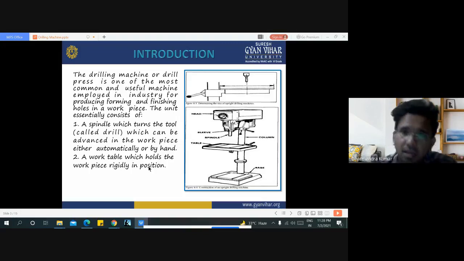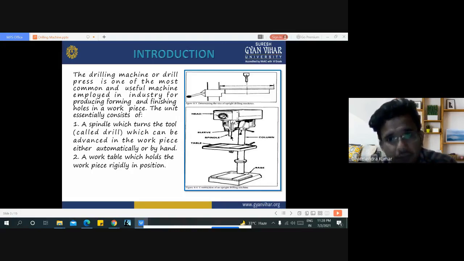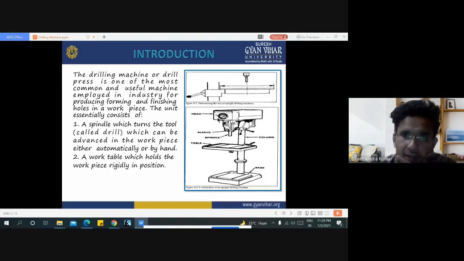rigidly in position. Here is the basic diagram of a drilling machine. It consists of the following parts: base, table, which is used for putting the workpiece, spindle, which is used for applying the drill bit, sleeves, column, which is the stand of the overall drilling machine, and the head, which is associated with the upper part of the drilling machine.